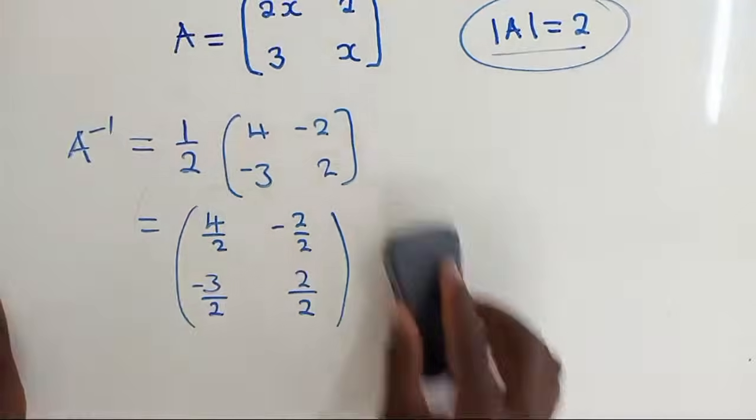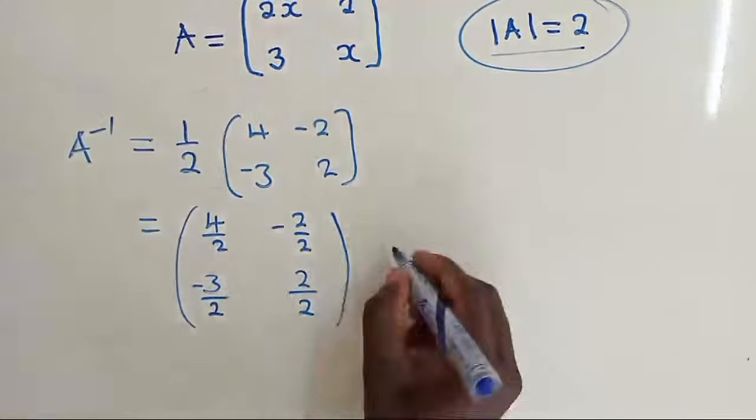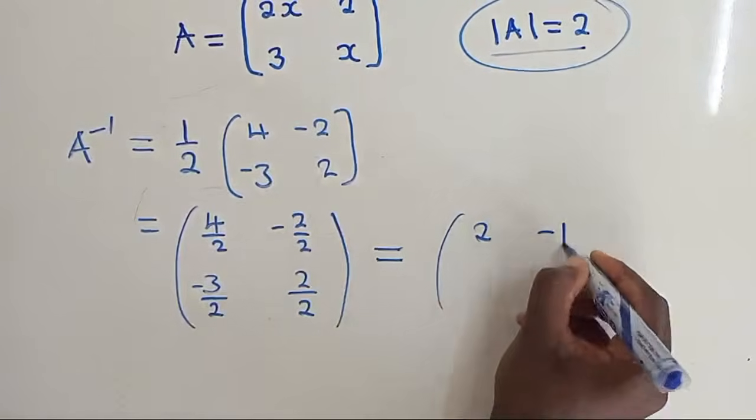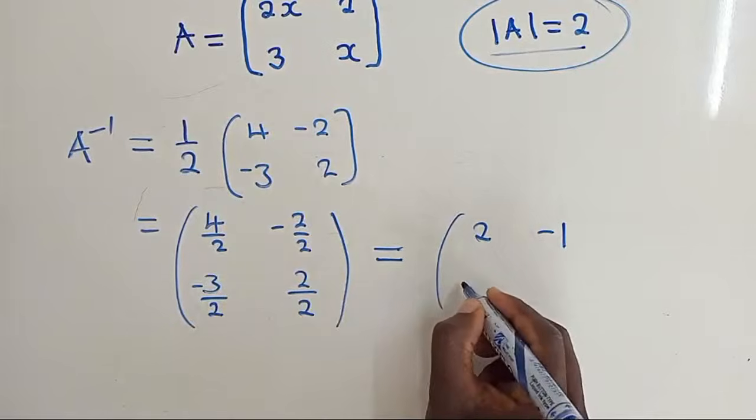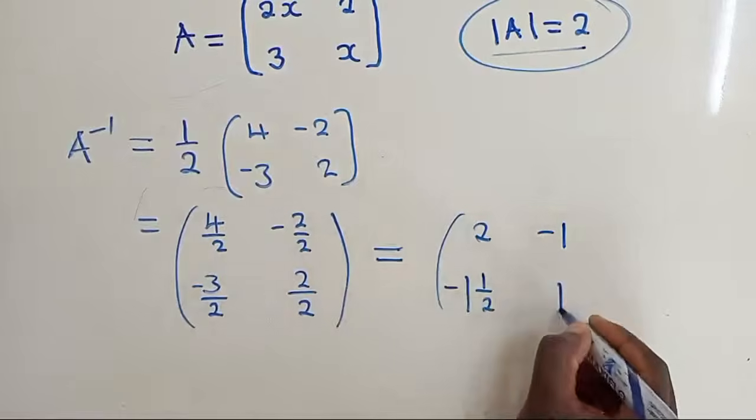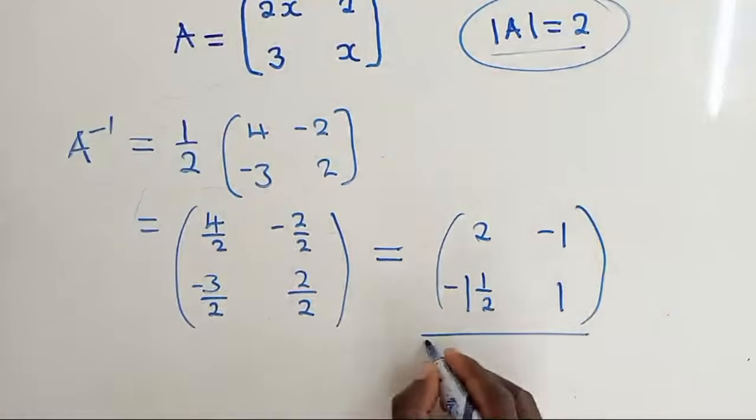Next, you work it out. Here it will give us a 2, here it will give us -1, here -3 over 2 which is -1 remainder 1 over 2, and here it will give us a 1. And this is our solution.